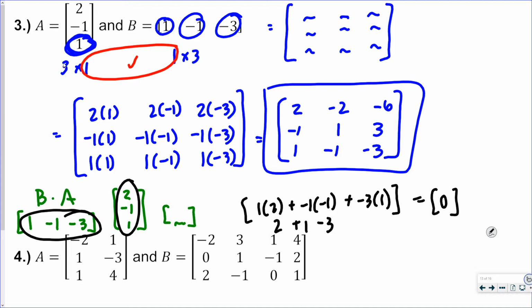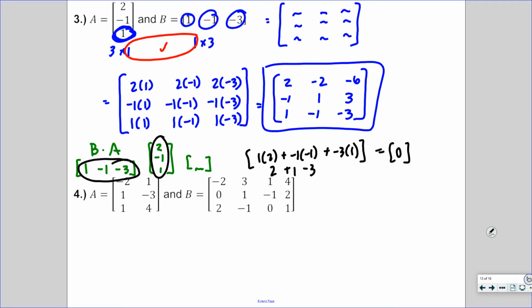Okay, last one. Number 4. Can you do it? No, not defined. This one's a what by what? 3 by 2, 3 by 4. These don't match. Not defined.